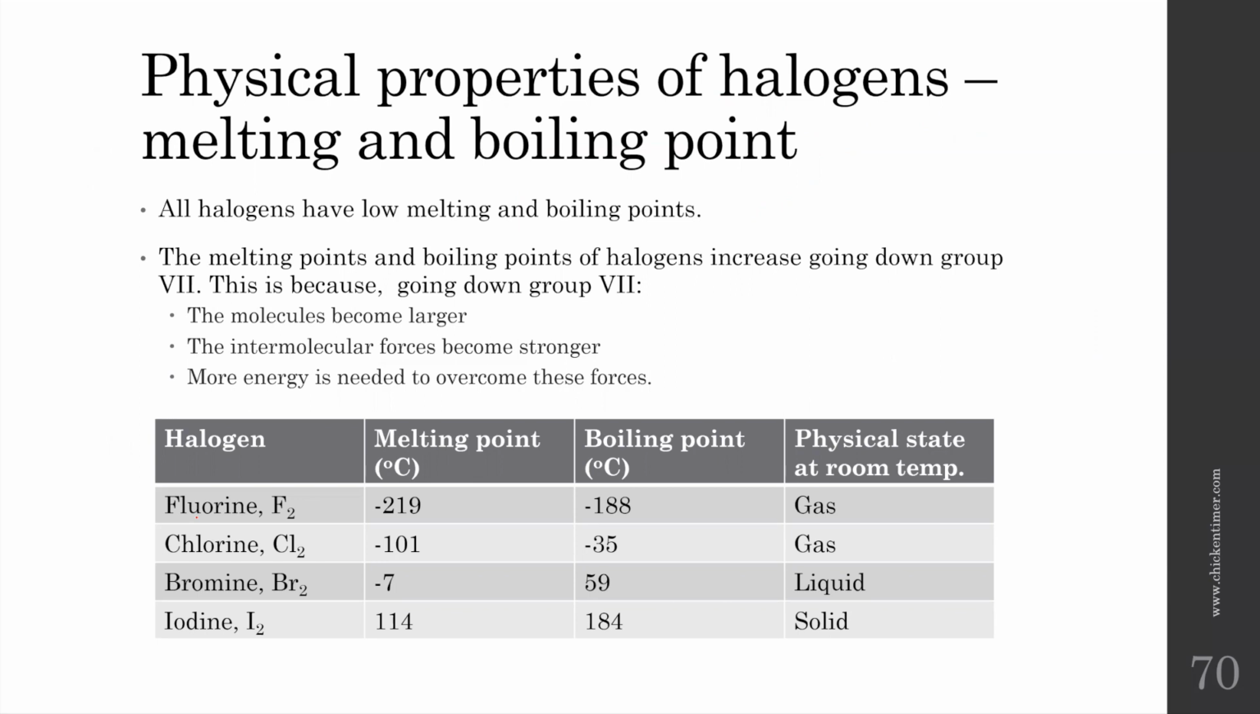So halogens have low melting and boiling point. So it's a simple covalent molecule. So they have low melting and boiling point. This chapter can be related to, connected to your bonding chapter. They will ask you explain why chlorine has a low melting and boiling point. Any idea? More energy is needed to overcome the strong electrostatic forces of attraction.